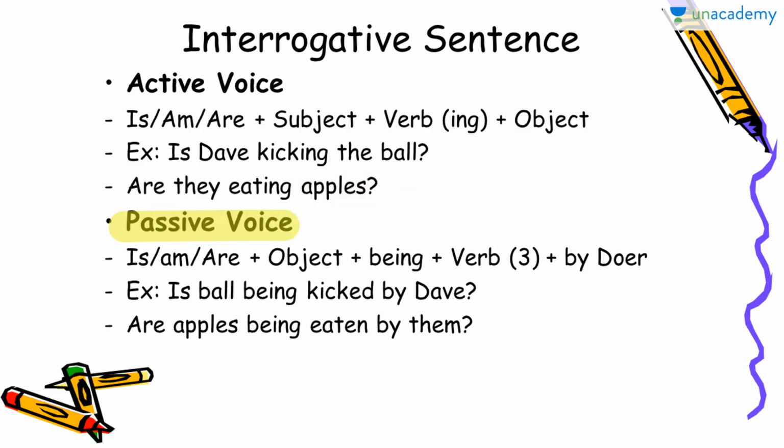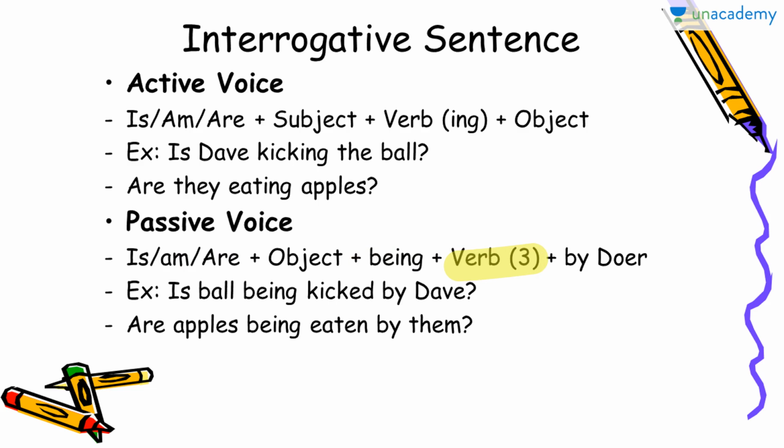In passive voice, is, am, are will definitely come in starting, followed by object, which was there in active voice. Then being will be there, then verb third form, and then by doer. So again we see that being is telling us that the sentence is in continuous tense, that is, present continuous tense, and verb third form is confirming that the sentence is in passive.